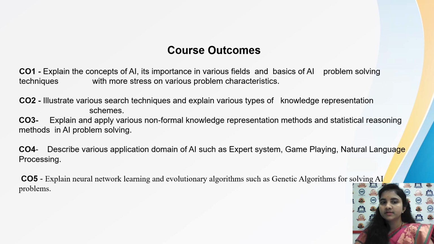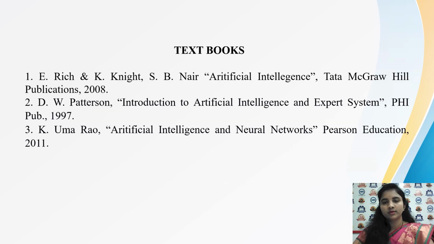Third is explain and apply various non-formal knowledge representation methods and statistical reasoning methods in AI problem solving. CO4 is describe various application domains of AI such as expert system, game playing, and natural language processing. CO5 is explain neural network learning and evolutionary algorithm such as genetic algorithm for solving AI problems.